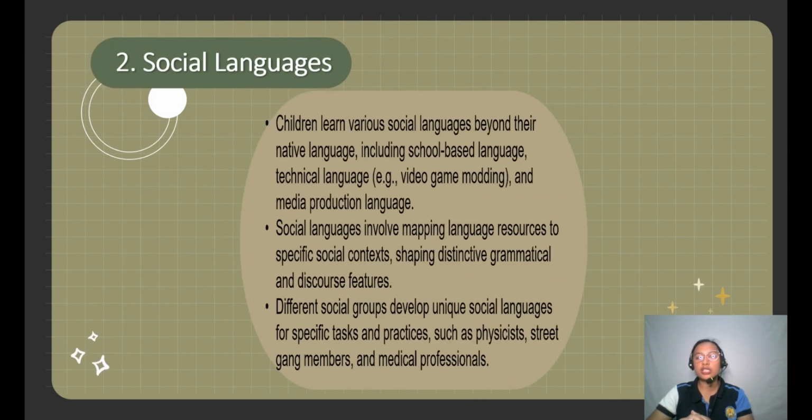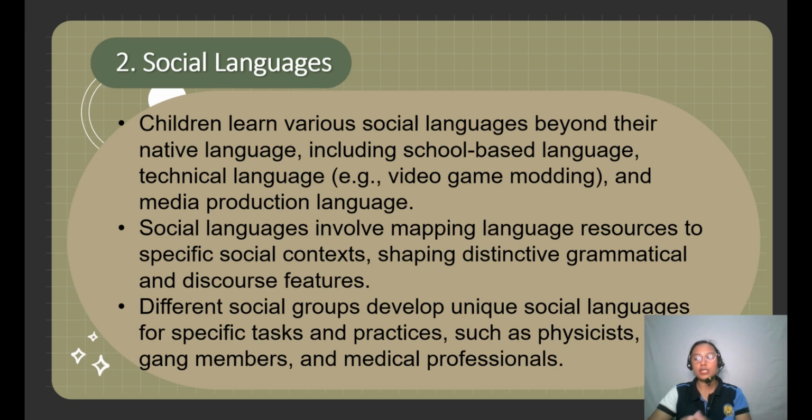Next is social languages. In social languages, children learn various social languages beyond their native language, including school-based language, technical language, for example video game modding, and media production language. Social languages involve mapping language resources to specific social contexts, shaping distinctive grammatical and discourse features. Different social groups develop unique social languages for specific tasks and practices, such as physicists, gang members, and medical professionals.